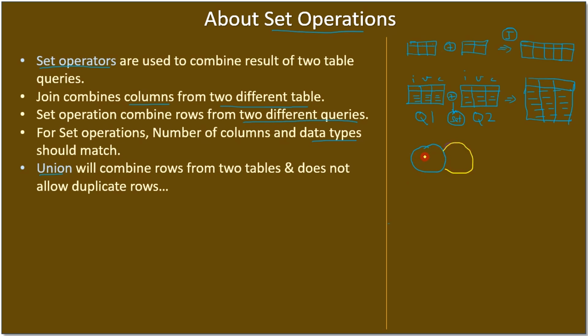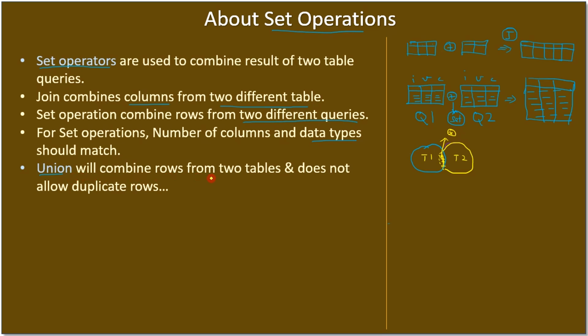Rows from table 1 and table 2 will be combined, and there will be some rows which are common to table 1 and table 2, and those will be skipped. That means repetition will be skipped. Either the row will be taken from T1 or it will be taken from T2, but repetition will not be allowed. So that's what union stands for.